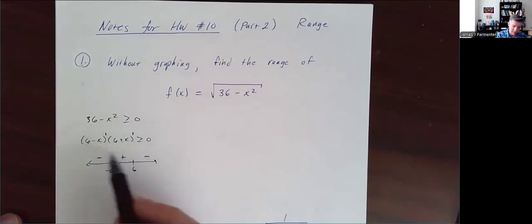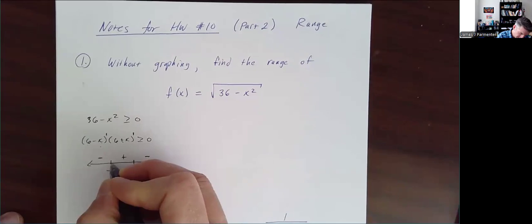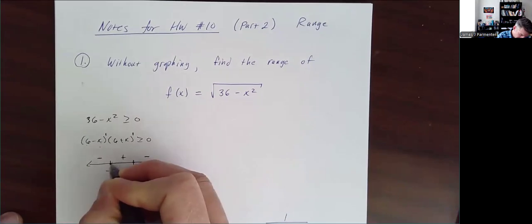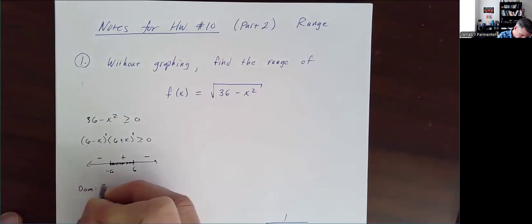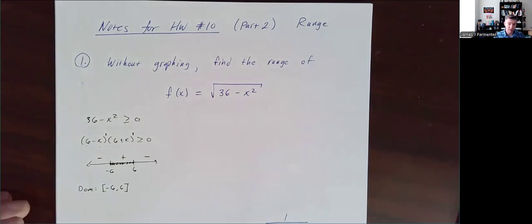If you plug in 0, the whole thing's positive. Plug in negative 7, the whole thing's negative. We want this to be positive, so we have a domain of everything from negative 6 to 6. And not that we were asked to find it, but our domain is all real numbers from negative 6 to positive 6, inclusive. So now I want to talk about the range.